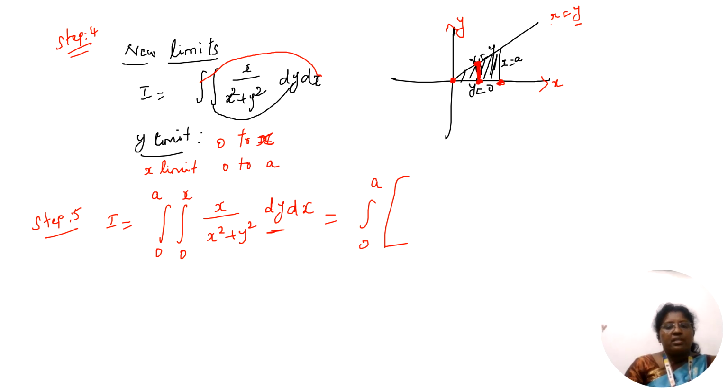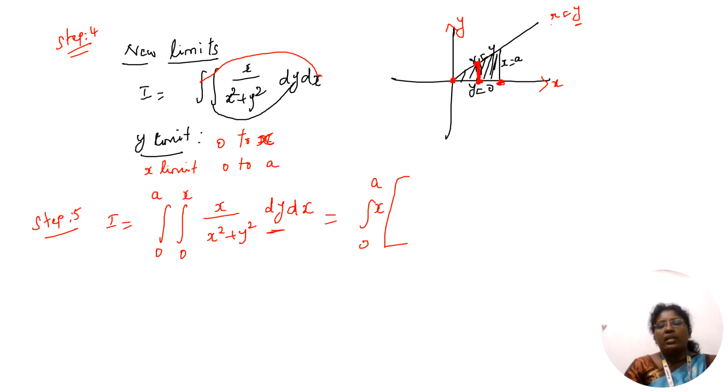So how to integrate this with respect to y? When you integrate with respect to y, treat x as a constant term. So here x is constant, take it out. Now we have dy by x square plus y square. Here y is the variable.